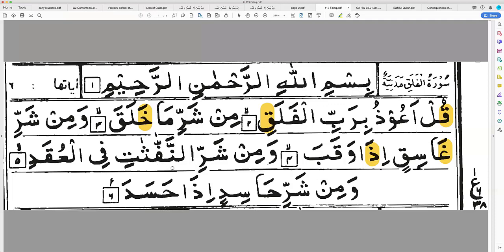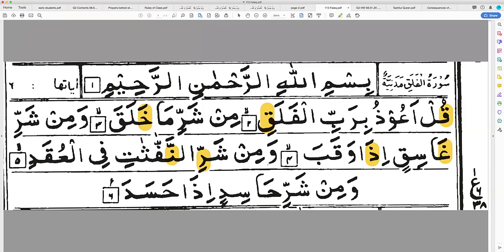nafa fa. Well done. Wa min sharri nafasat. This noon and this ra are going to join. Rin. Then, well done. There is a tashdid just on top of the noon.